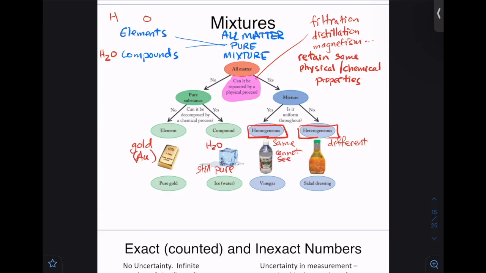You cannot see the individual components. Whereas if it's different, you can see the individual components.